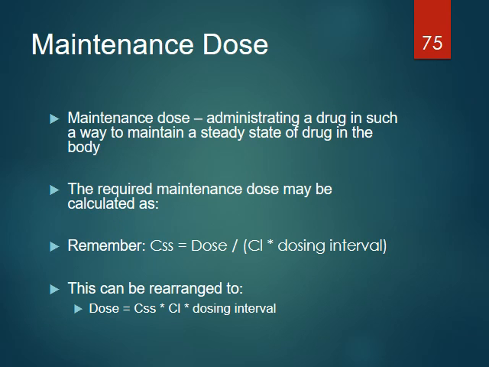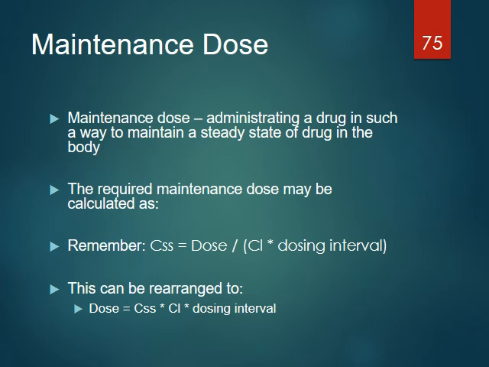So as I said, our maintenance dose is the dose we give in such a way to maintain steady state levels, and we can figure out what our dose is going to be to help maintain steady state levels by using that same calculation we looked at before. So if we know that our steady state concentration is equal to our dose over our clearance times our dosing interval, if I rearrange that, I get that our dose is going to equal the steady state level times our clearance times our dosing interval.